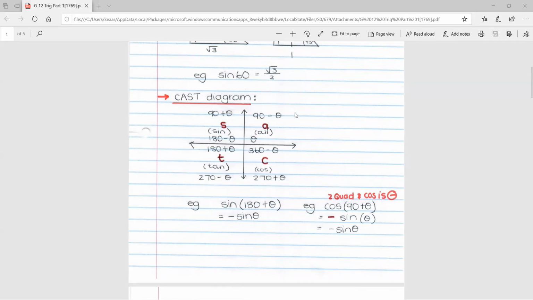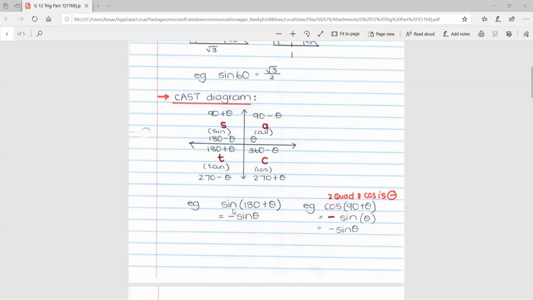It's important to remember, if you're going to use these ones, the second group, the 90 minus, 90 plus, 270 minus, and 270 plus, to change from, if it was sine 90 minus theta, to the cos 90 minus theta, or cos theta. But let's look at an example, and it will make more sense.